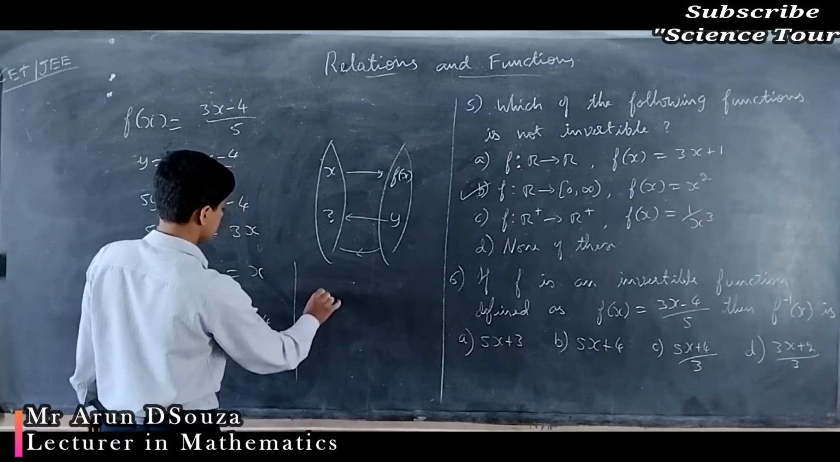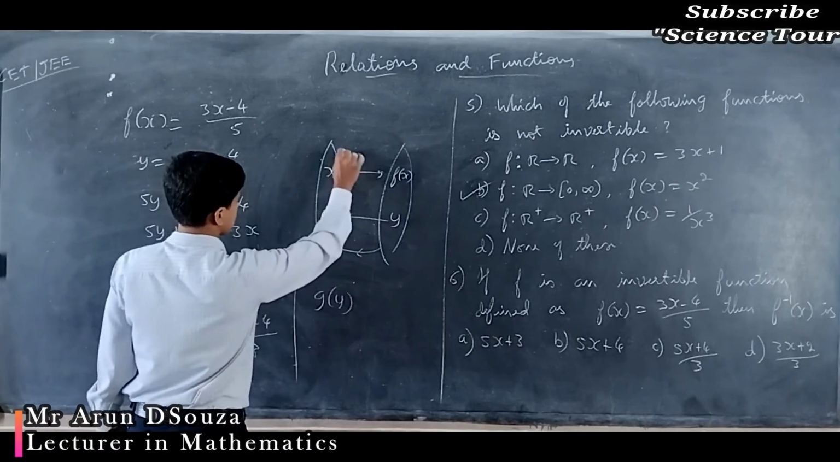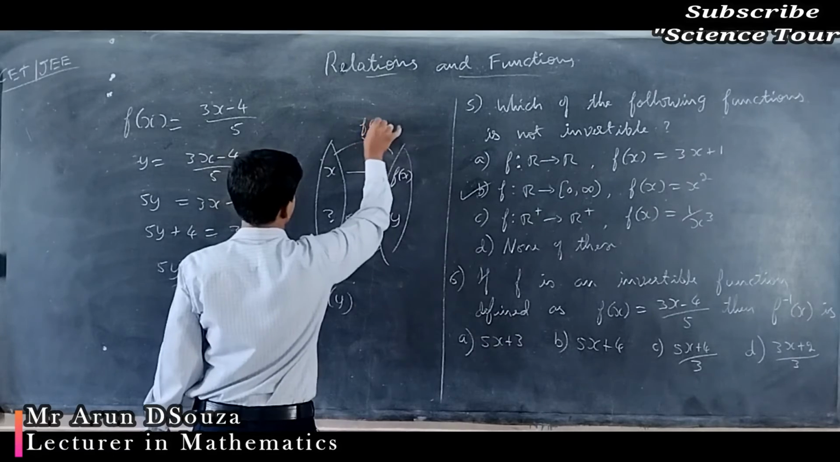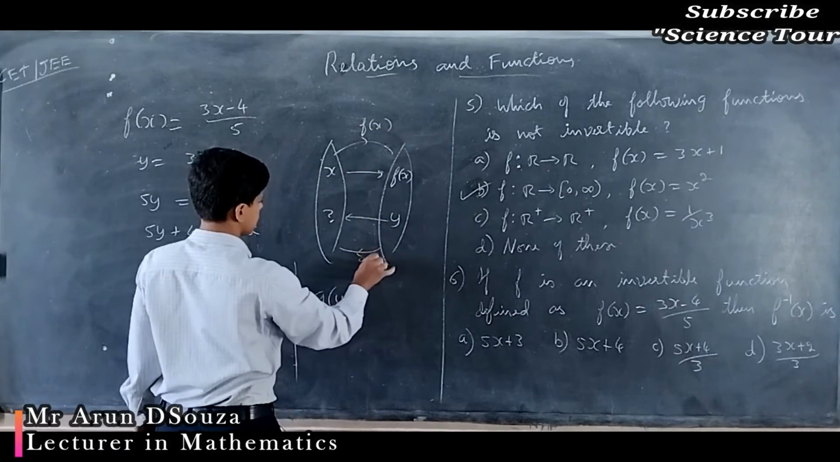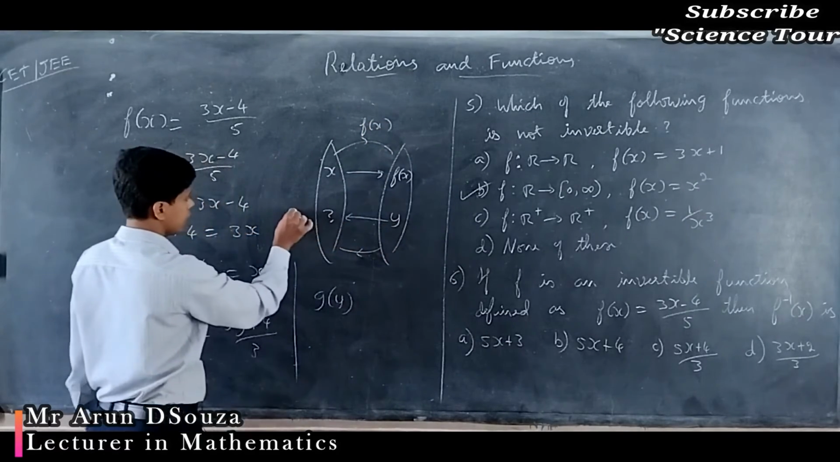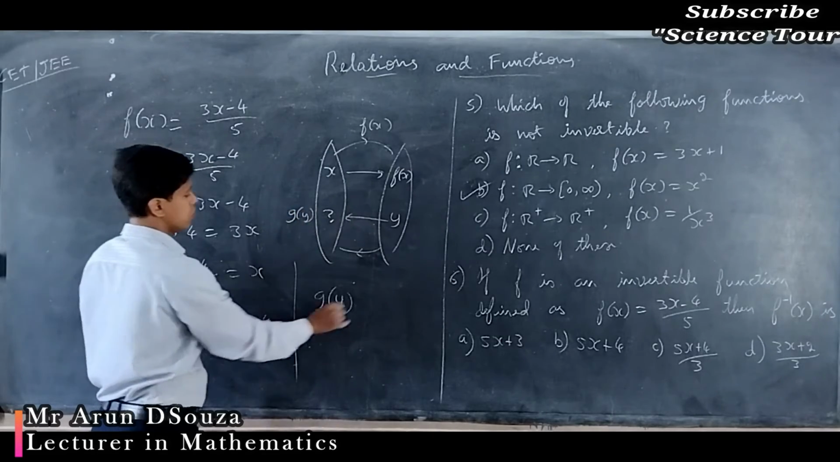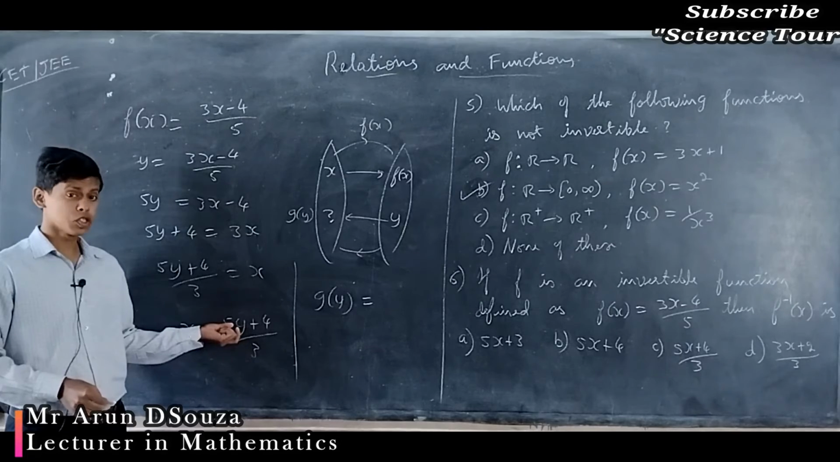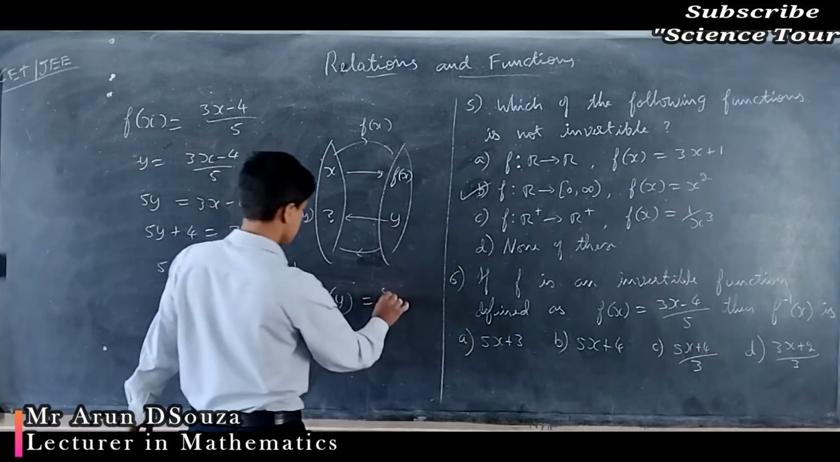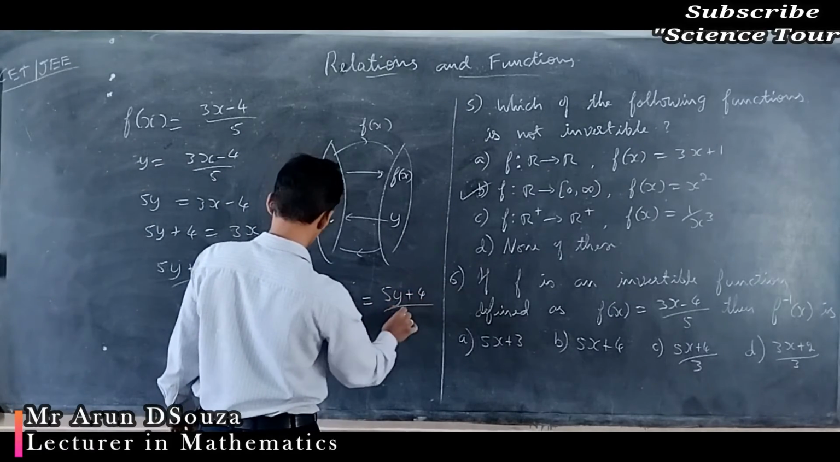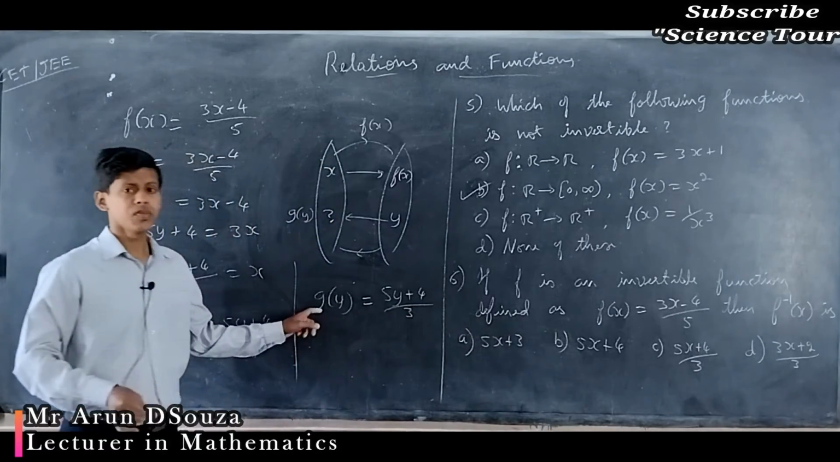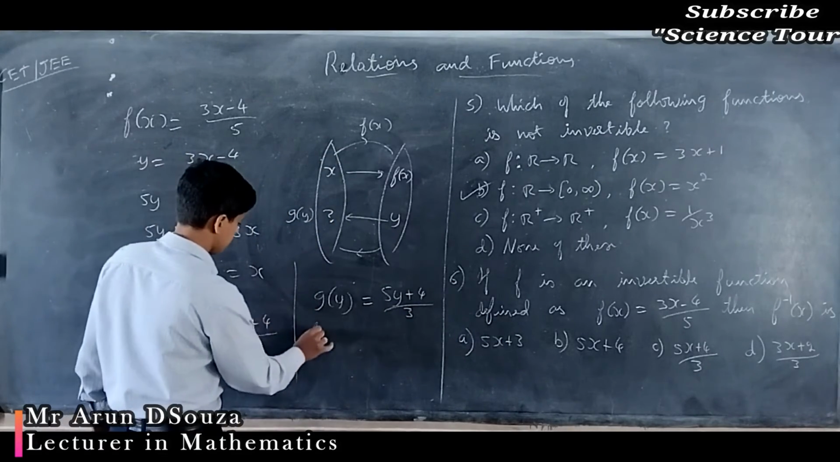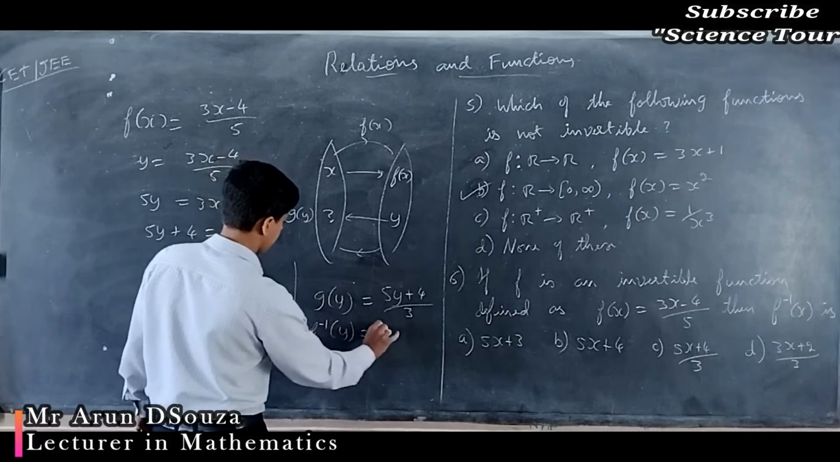Now what is g of y? See, when we go this side, it is f of x. This is y, and when we come here, it will be g of y, correct? So this is a function of y because it is in terms of y. And what is it? 5y plus 4 divided by 3. What is g? F inverse. So that is f inverse of y.